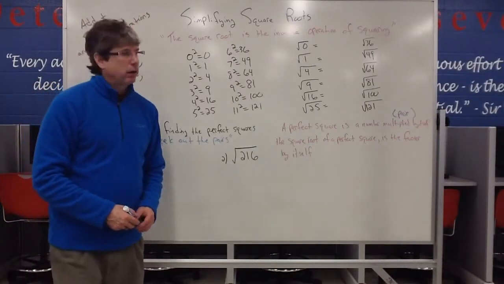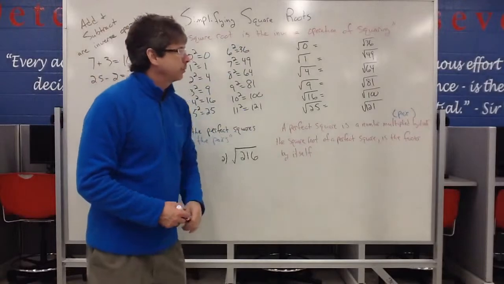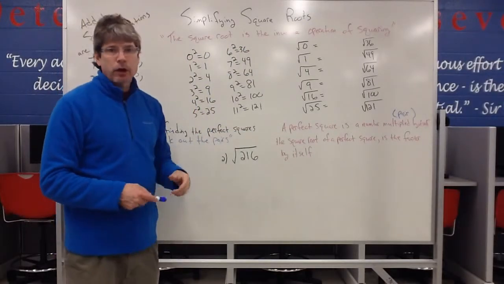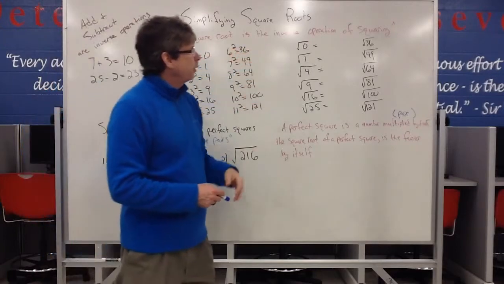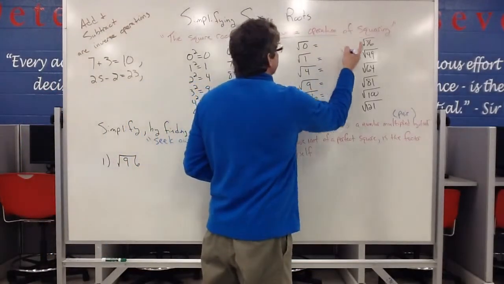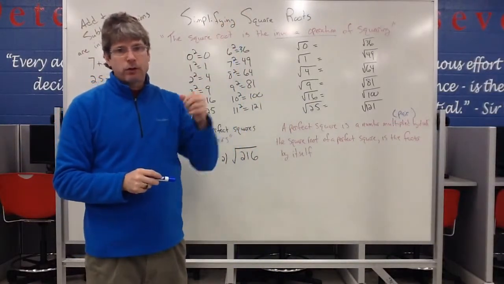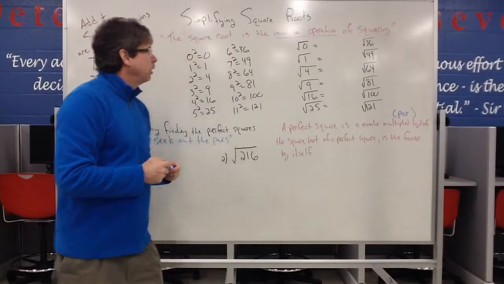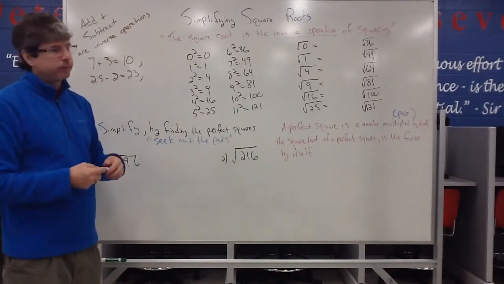So welcome back. This lesson we're going to work with simplifying square roots. So we got to really talk a little bit about square roots. The square root is the inverse operation of squaring. Squaring is when you have that exponent of 2. So that's squaring. Inverse operation is basically the backwards operation.